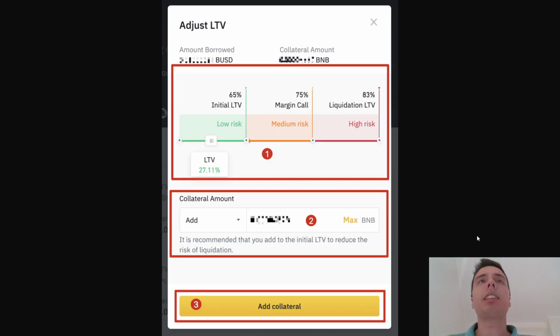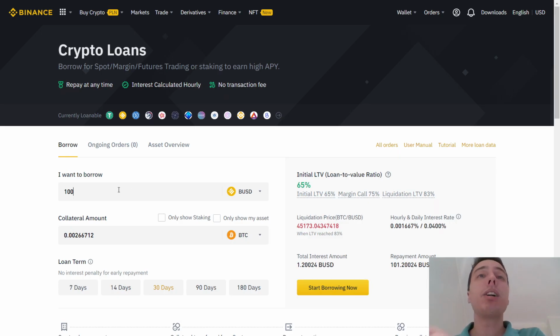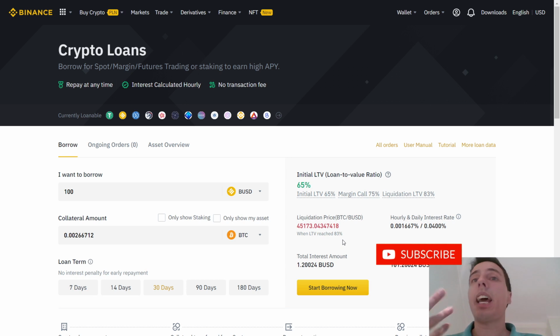If you want to adjust the LTV, it will start here at 65% and it will change according to the price of your collateral. And you can add collateral here so that your LTV will be lower and therefore safer and further away from liquidation so that you don't have any bad surprises. So don't try to take as much BUSD as you can, because you want to have this comfortable margin that you don't have to worry about the liquidation price. We all know that Bitcoin is very volatile and crypto in general is very volatile. So a 20% move, it can happen in a single day.